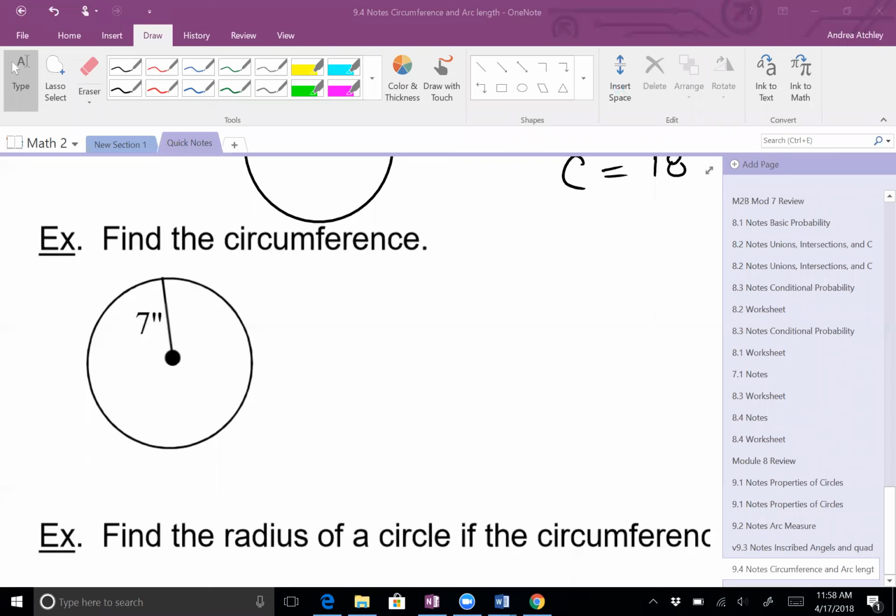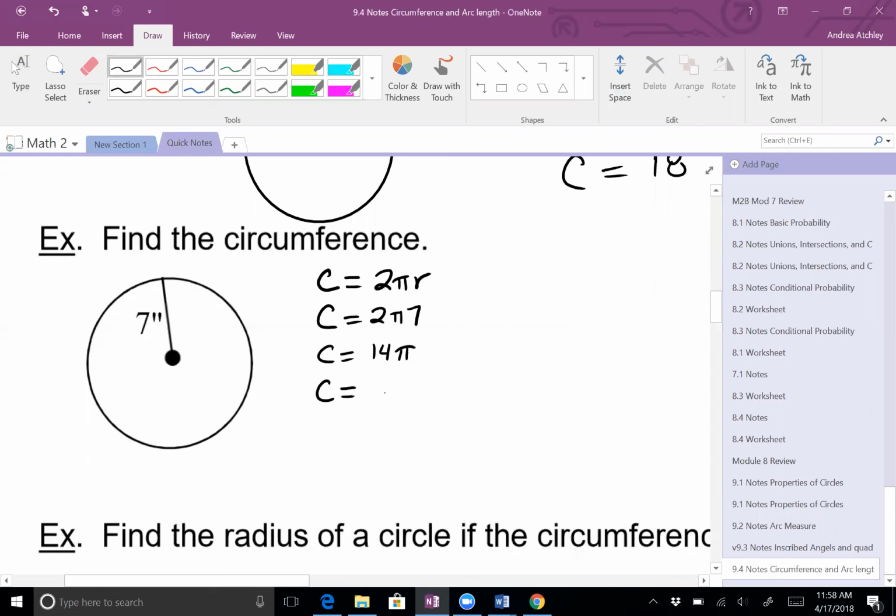Okay, so again, for this, since they gave us the radius, we should be using 2 pi r. So our circumference should be 2 pi times the radius of 7. So our circumference is 14 pi. So the circumference then equals 43.98. Does the 8 make the 9 move up? Yes, but when the 9 moves up, that makes the 3 move up. So your circumference is 44 what? Inches. Those two little marks mean inches.